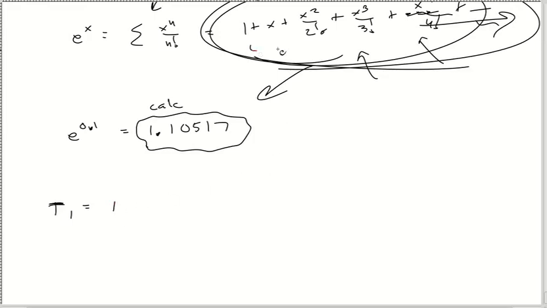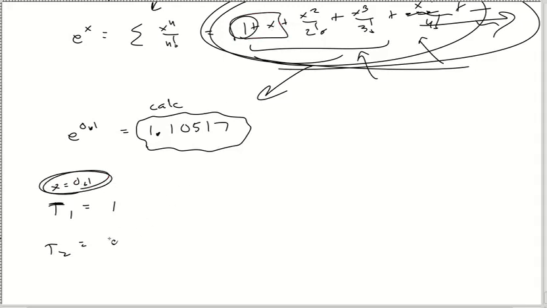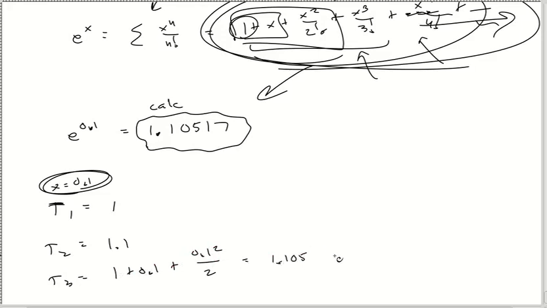What I'm doing is I'm just using the sequence, by the way, just right there, 1. T2, I'm going to plug in, again, this is all whenever x is equal to 0.1. I'm plugging in right here, 0.1, and so you get 1.1. T3, I'm now using these 3 right here, 1 plus the 0.1 plus the 0.1 squared over 2, and that got me 1.105.